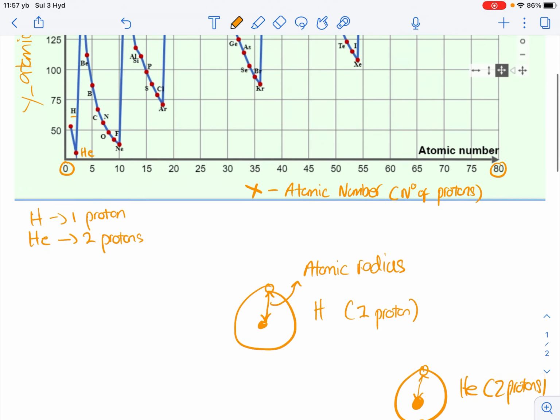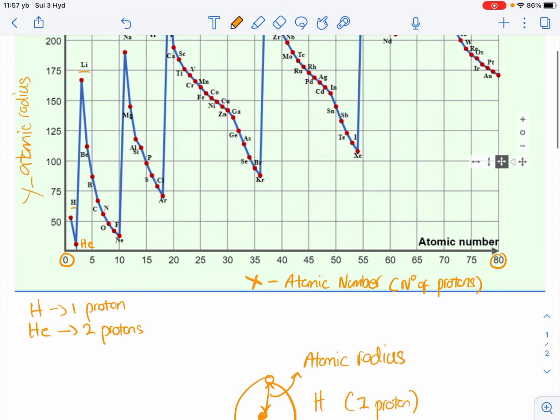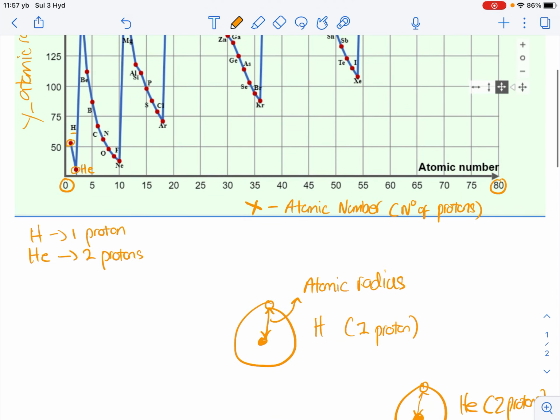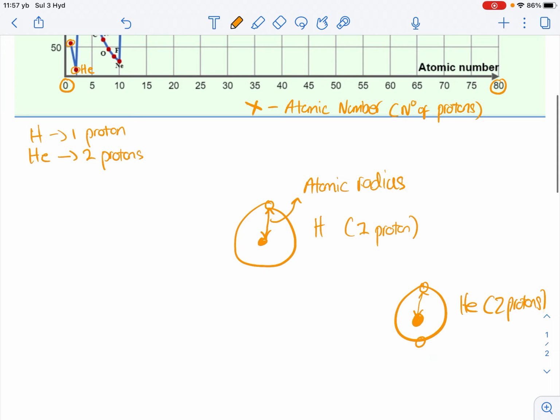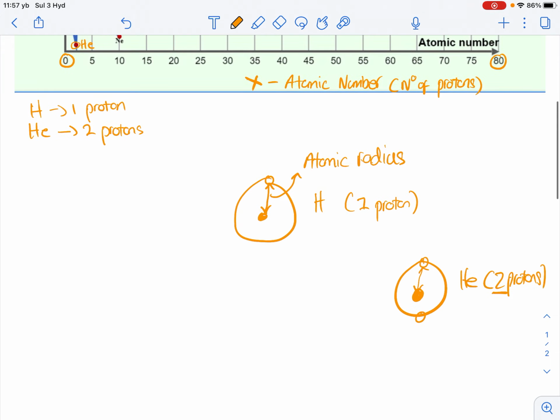If you look at the graph here, the atomic radius for hydrogen is approximately what? Here it's just over 50 picometers, and for helium it's very small, okay? We're getting close to maybe 10 picometers or so. And if you look at what's happening, we have added 1 additional proton to the helium nucleus. So what that means is we have increased our effective nuclear charge.